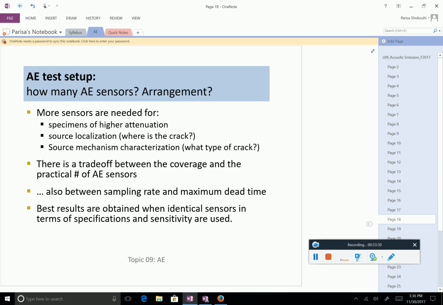Exactly, and it depends on where you want to monitor. If you have to decide, definitely you want to have your acoustic emission sensors around the areas of highest concern.